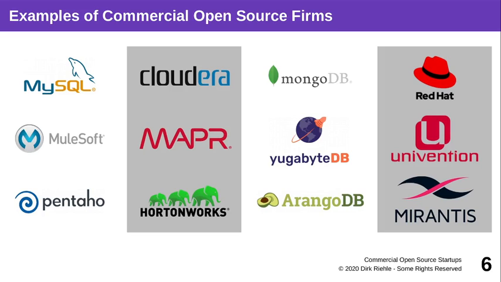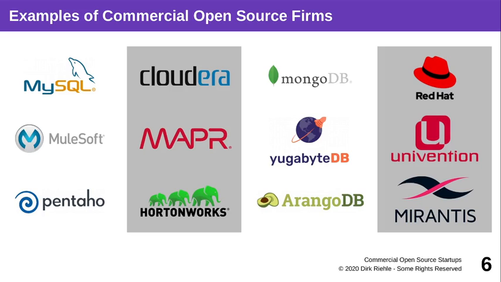Three database companies, MongoDB, Yugabyte, and ArangoDB, are commercial open source software companies. What's common to the first three pillars or columns here is that they're all individual products that more or less are owned by these companies. And the last column is different in that it's open source distributors.